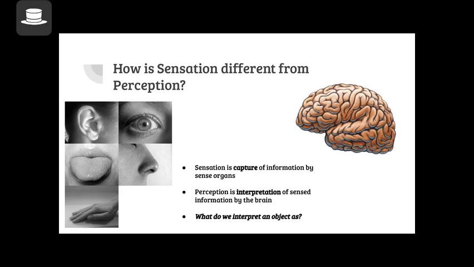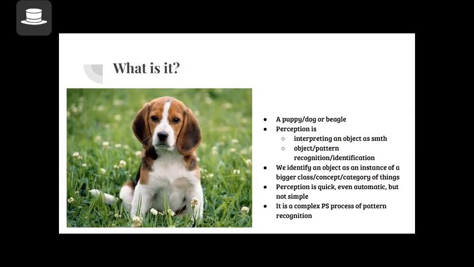Now I'm going to show you in the next slide a picture of something, and I want you to identify it as quickly as possible and say out loud what it is. Are you ready? Okay. What is it? That's right. You might have said a puppy or a dog or a beagle. Well, this particular thing that consciously happened when you made a decision about what it is, that is perception. Perception is interpretation of an object as something. In this case, it's a dog.